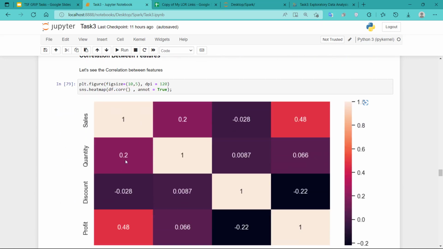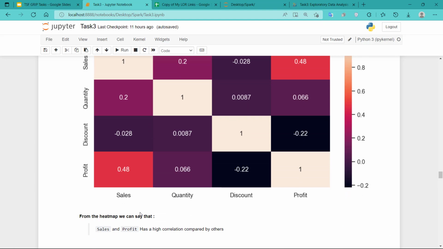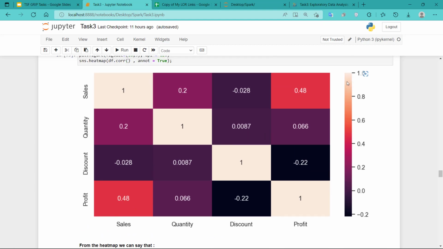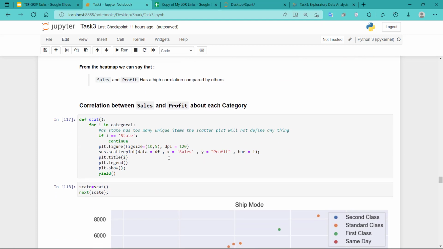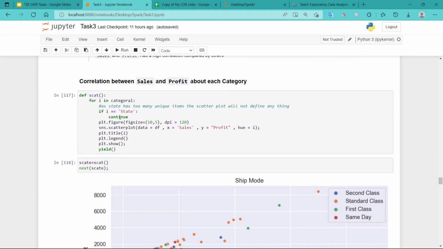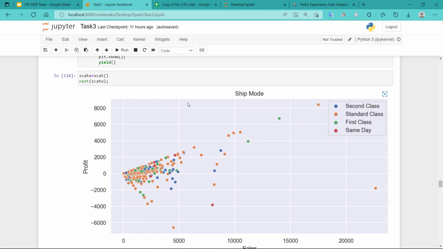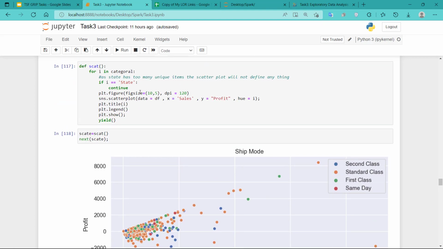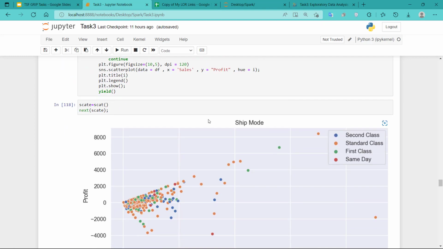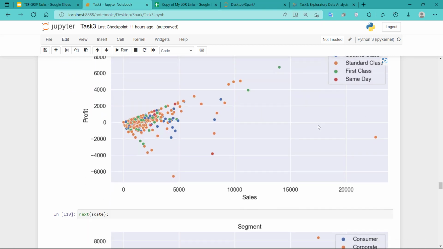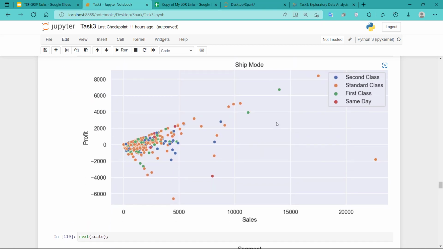It is a heat map to find the correlation between the features. We have found that sales and profit have a positive correlation, a big correlation compared to the others. They are all low. And we make a function to iterate over the categorical data again for the scatter plots. Here is the correlation between the state and the profit for every categorical feature.